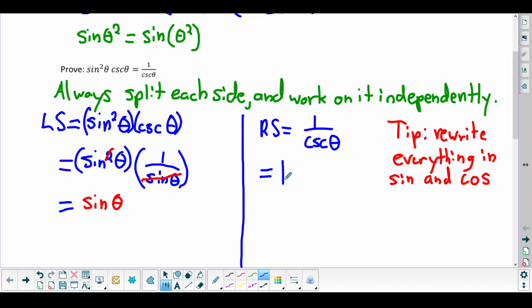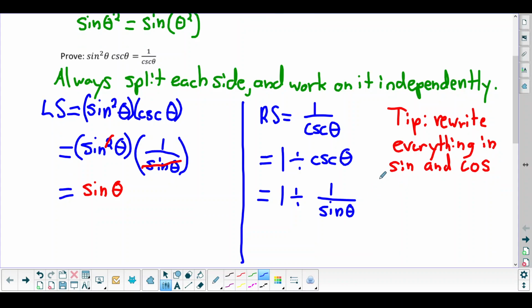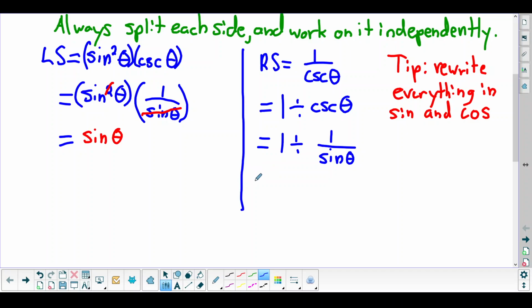So we're going to write this as 1 divided by cosecant theta. And now let's replace it with 1 divided by 1 over sine theta. And now we're dividing fractions. We know how to divide fractions, right? If you're dividing fractions, you flip the second fraction and change it to multiplication. So 1 times sine theta over 1. And, well, that's just 1 times sine theta over 1 times 1. So it's just sine theta.